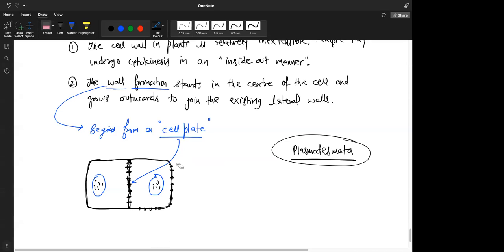Yes. This makes it more clear how they are formed. So this is the cell plate which forms in the center.